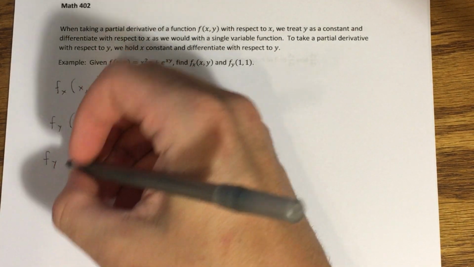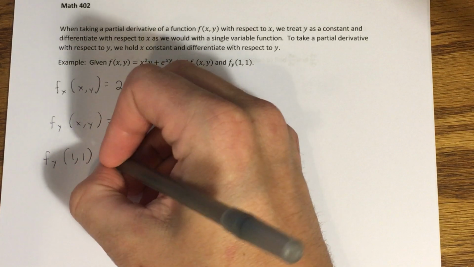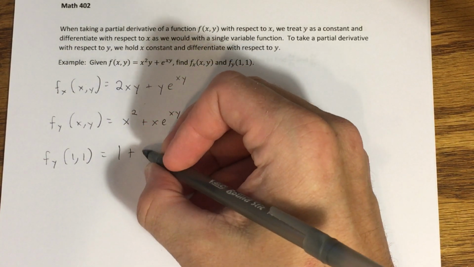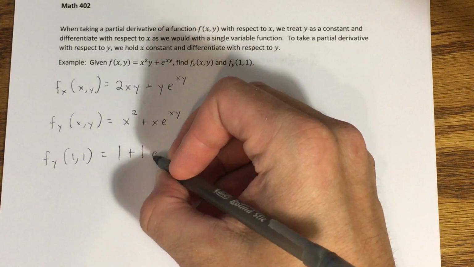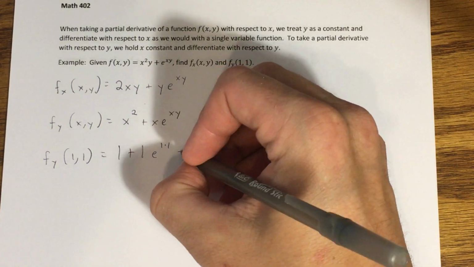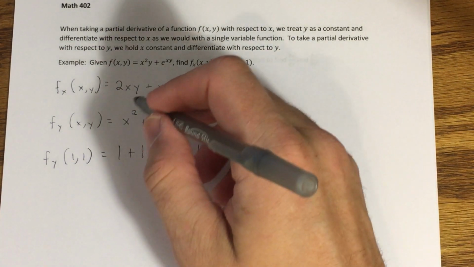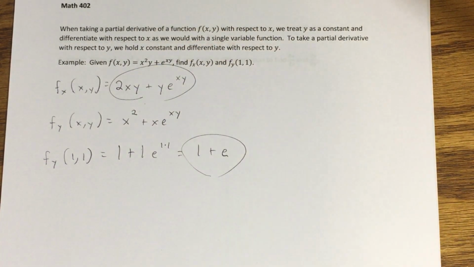Now, I just plug (1, 1) into that. So that would be 1 squared, or 1, plus 1 times e to the 1 times 1, or just 1 plus e as a result. So here's one answer, here's the other. Okay?